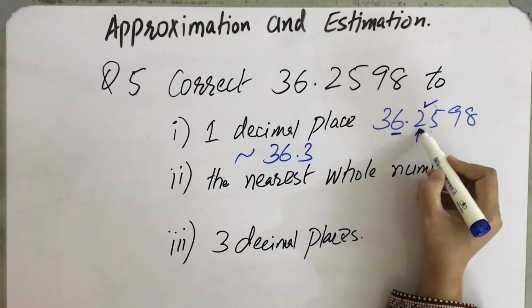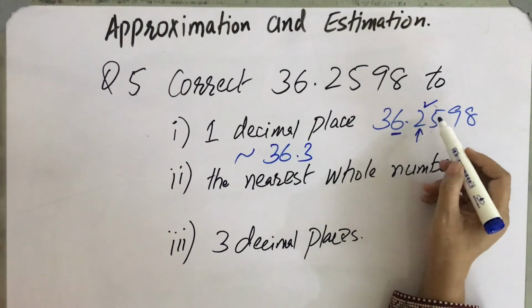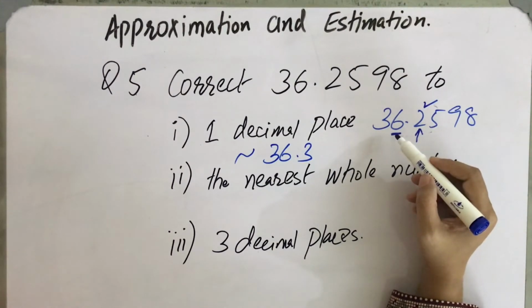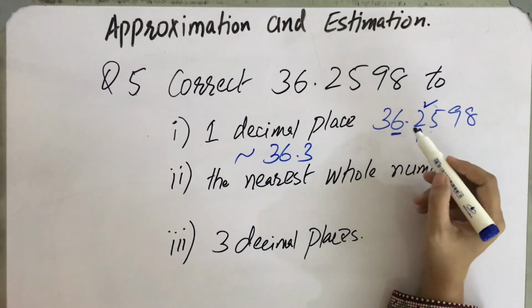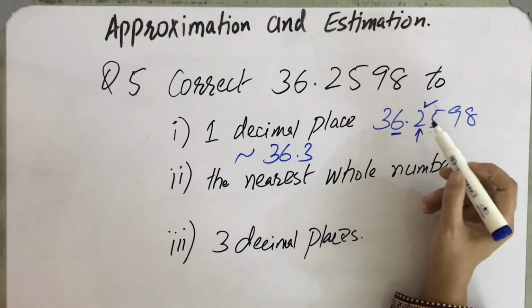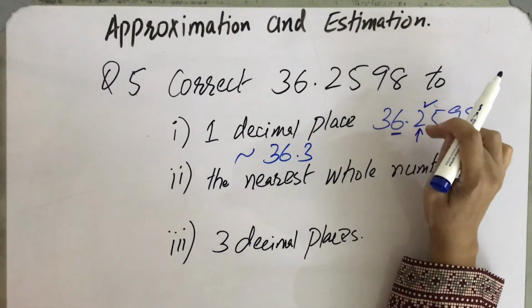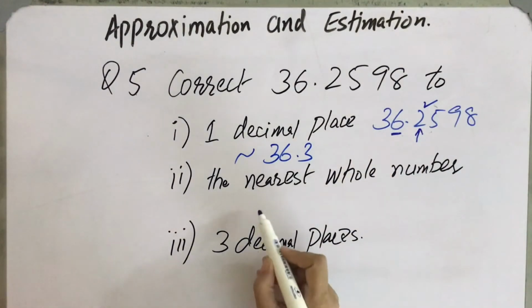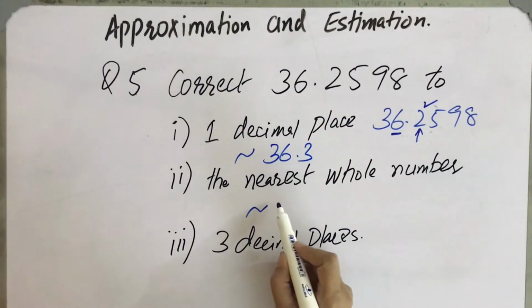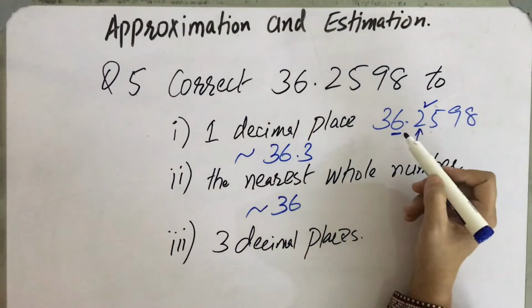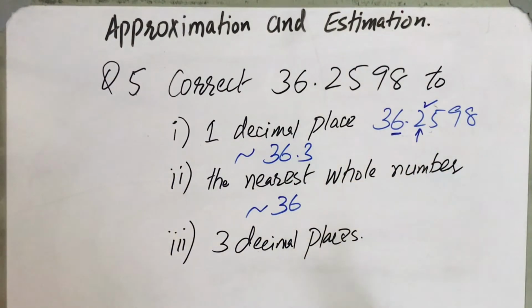If this number is 5 or more than 5, then it will give 1 to the previous number, the last number before the decimal. And if it is less than 5, we shall drop it. Here we shall have our answer as 36. Nearest whole number means 36 is the whole number.